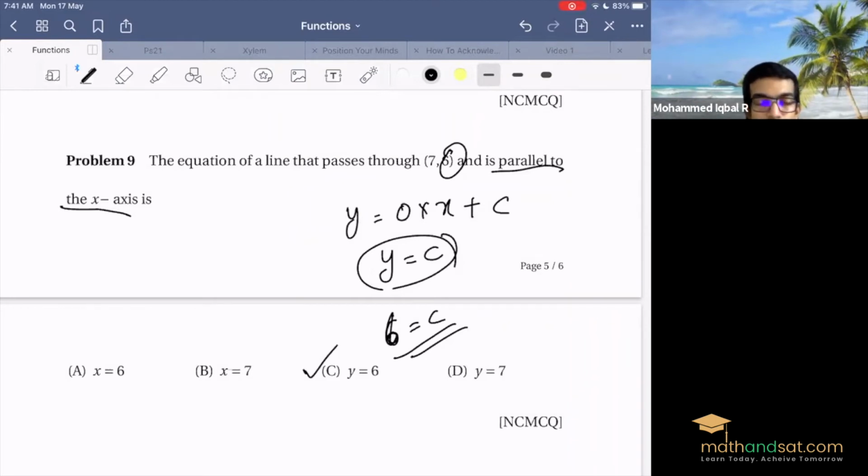So equation of the horizontal line is y is equal to a constant. Don't forget. Equation of a horizontal line is y is equal to a constant.